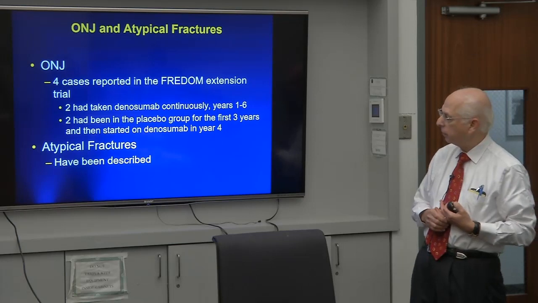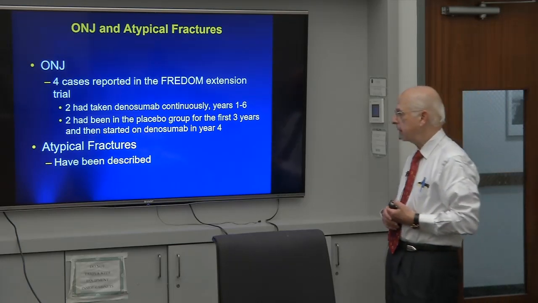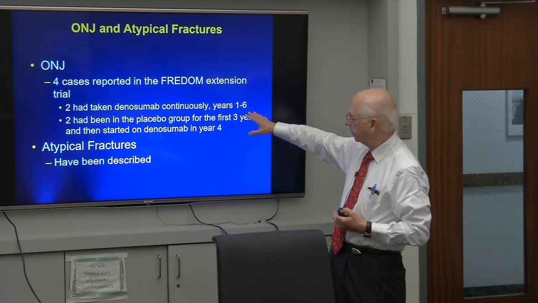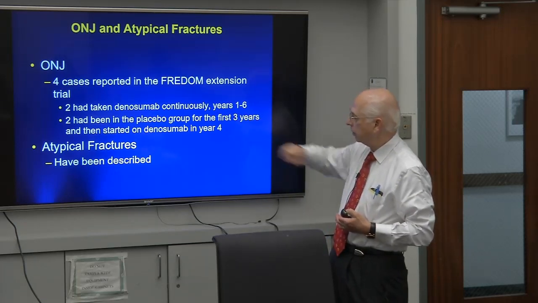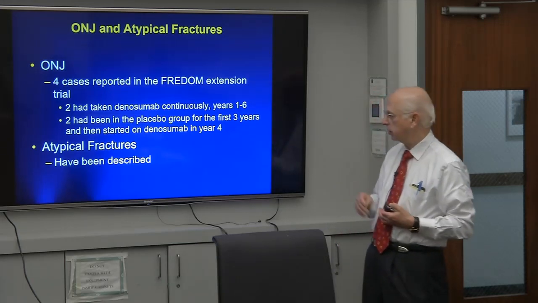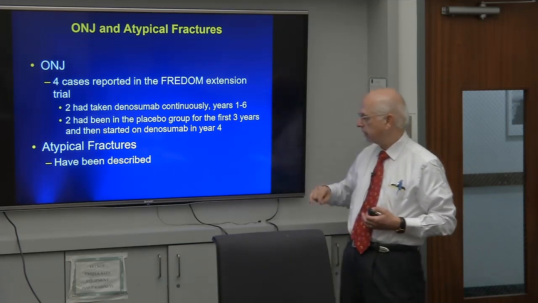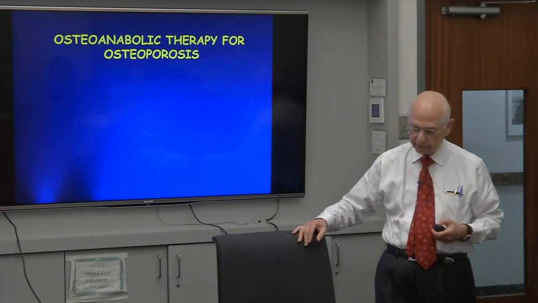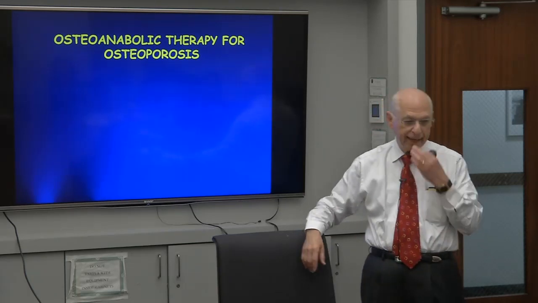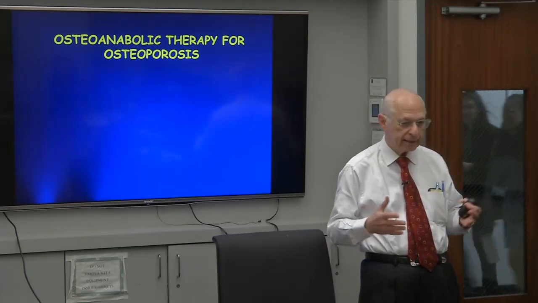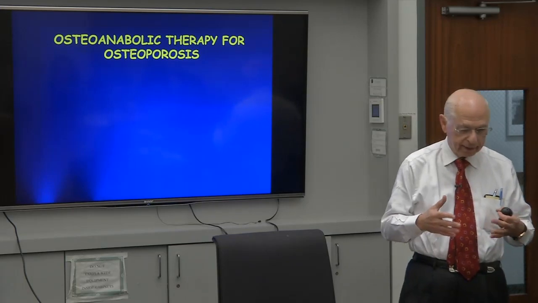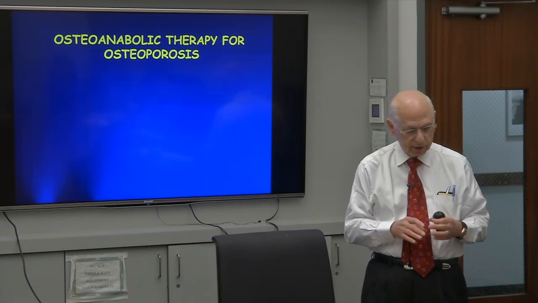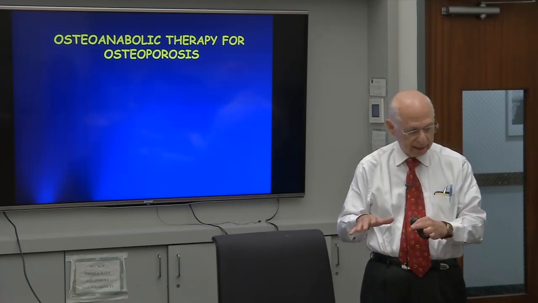ONJ has been reported in the FREEDOM trial. Two patients had taken Denosumab continuously, but two were in the placebo group for the first 3 years, and they developed it after they started on DMAB. And there have been rare atypical fractures described. So yeah, we're dealing with these complications of ONJ and atypical fractures. That's not unique to the bisphosphonate class.